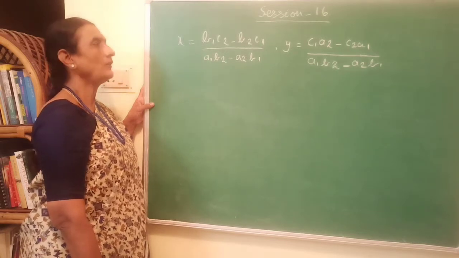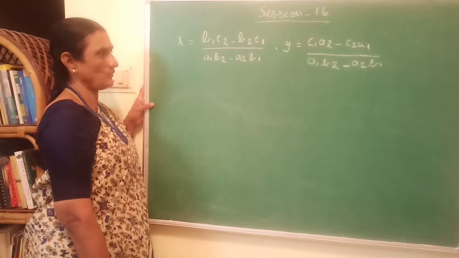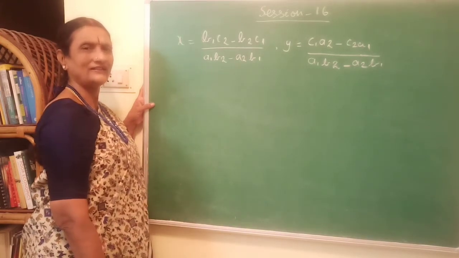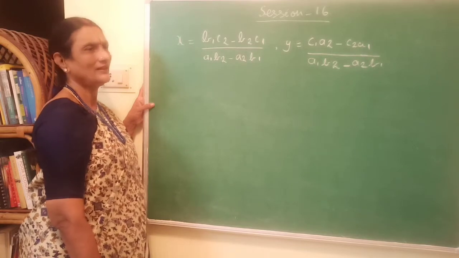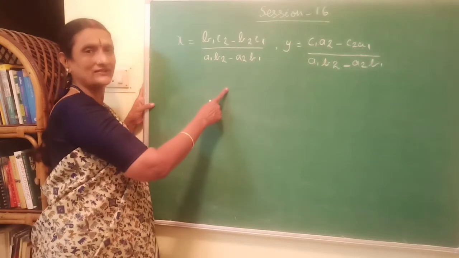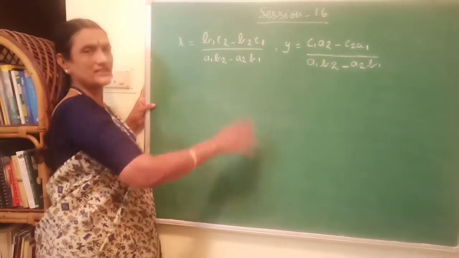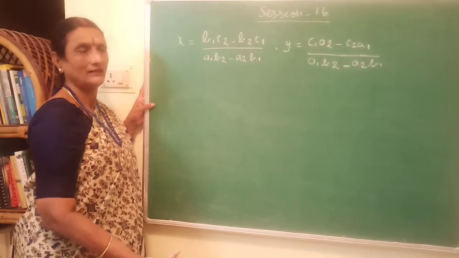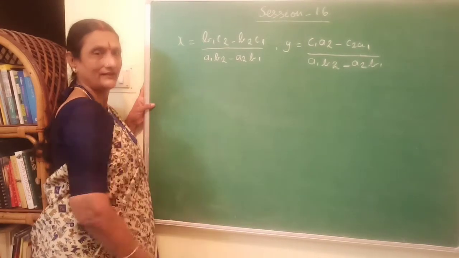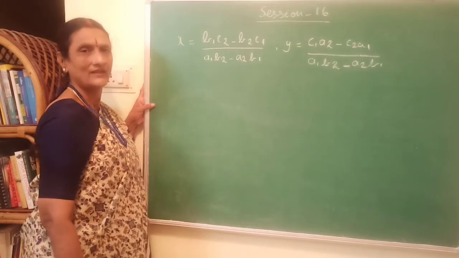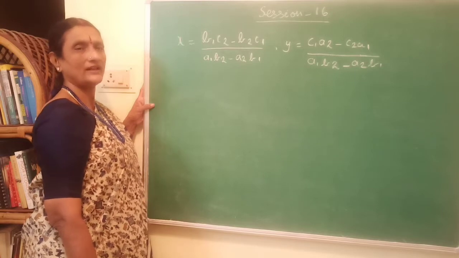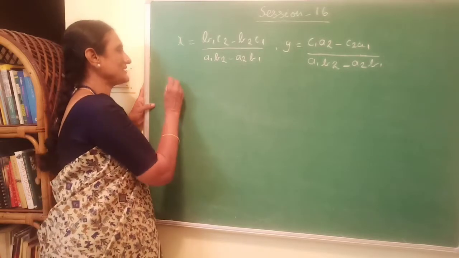Now, there are chances. Why? A1, B2, A2, B1 are all constant values, and they may be positive or negative also. So in the calculation, there is every chance that these 4 values can cancel each other, the products cancel each other, and you get 0 here. Okay. Now, in order to study further, what are we going to do? Let us take case 1.